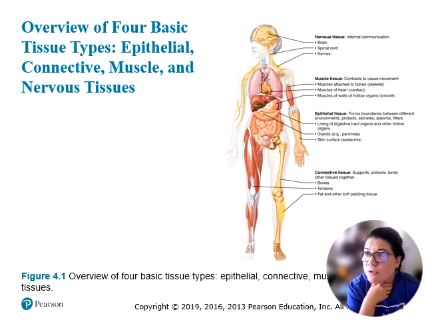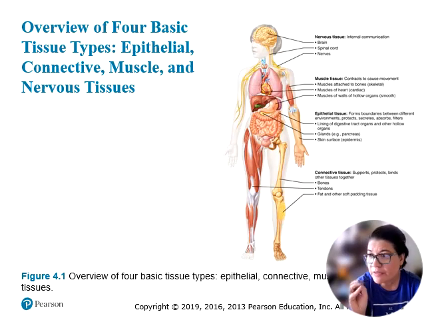Okay, so here are the different types of tissues. You can see nervous tissue is brain, spinal cord, and nerves. That's pretty obvious. Muscle tissue can be skeletal, which moves your bones, cardiac, which is just in your heart, and then smooth tissue or smooth muscle tissue, which is in organs, blood vessels, things like that.